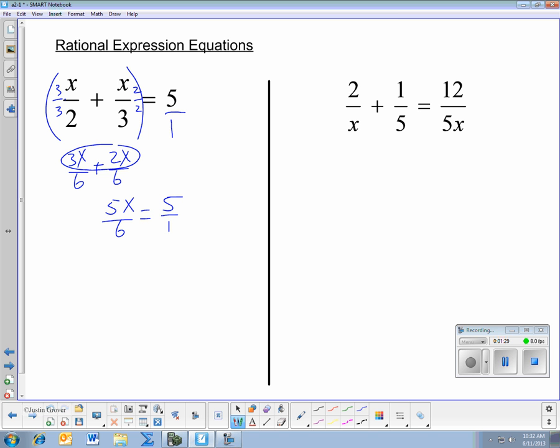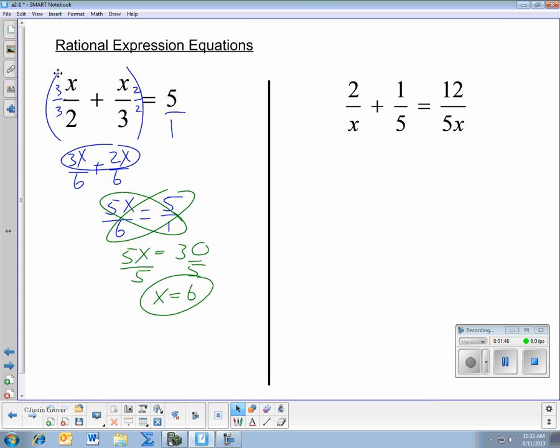Now it is a proportion, and we could just use our cross multiplication. 5x times 1 is 5x, 6 times 5 is 30, and then dividing both sides by 5 will solve for the variable, x equals 6.